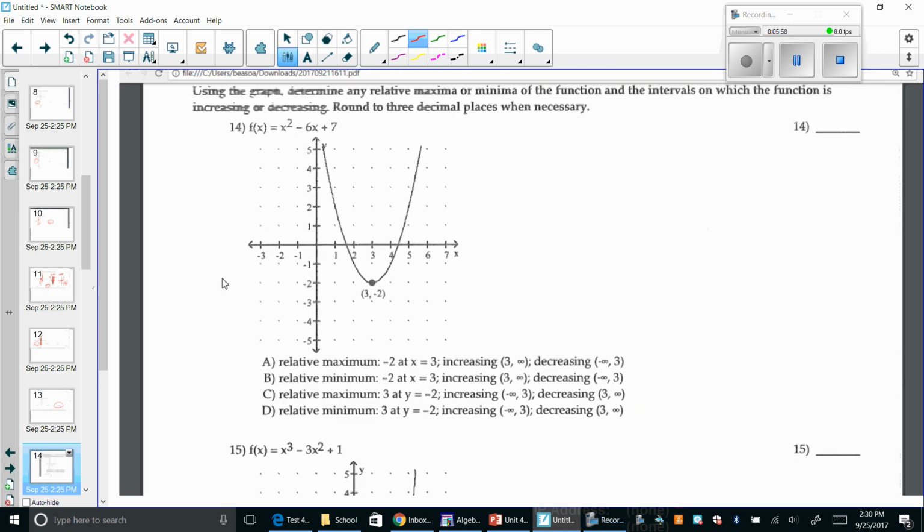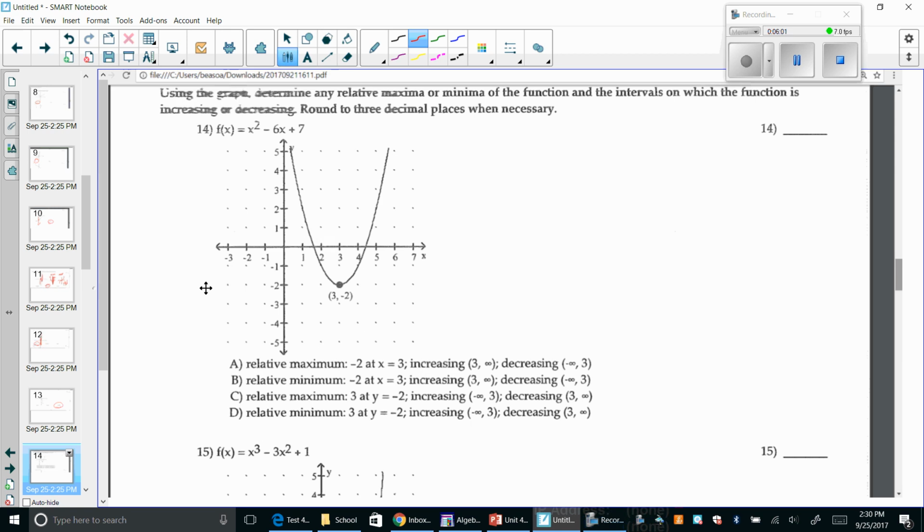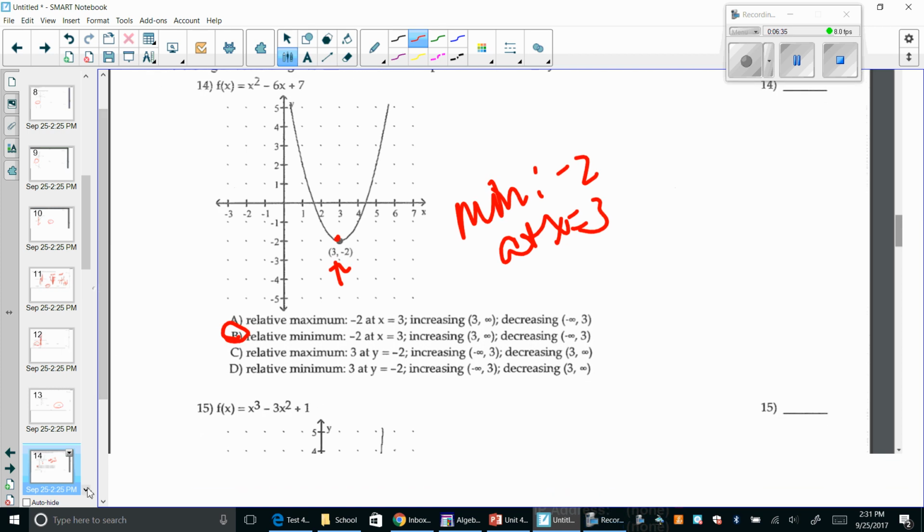Number 14. Using the graph, determine any relative maxima or minima of the functions and the interval on which the function is increasing or decreasing. So it looks like there's a minimum value of -2. Remember, minimum and maximum is your y value, so this minimum, because it's a low point, is -2 when x is 3. So a minimum of -2 at x is 3. This has to be my answer. Let's verify, it's increasing from 3 to infinity and decreasing from -infinity to 3. So that does fit.